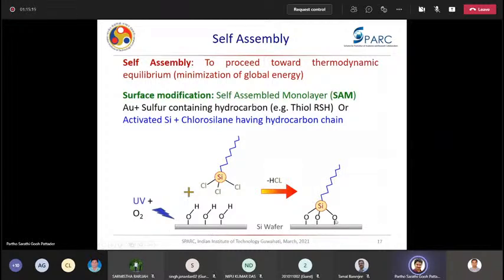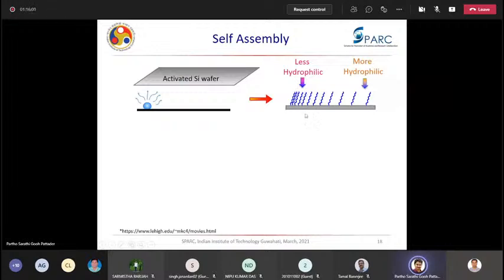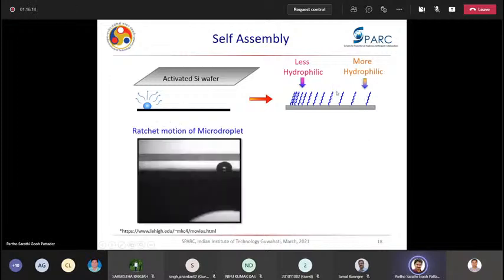Suppose we are going to treat this surface. This is one silicon wafer activated by UV and oxygen, and then we put a trichlorosilane drop here, and it is diffusing through the air. So what will happen? The area close to this droplet will get more molecules, and the area far apart from the droplet will get fewer molecules attached. So this side, where there are more molecules, will be less hydrophilic or more hydrophobic, and this side will be more hydrophilic or less hydrophobic. Okay, that means if I put some water, water will try to be on this side rather than that side. Okay. So using this sort of surface, you can drive a micro droplet in one direction.